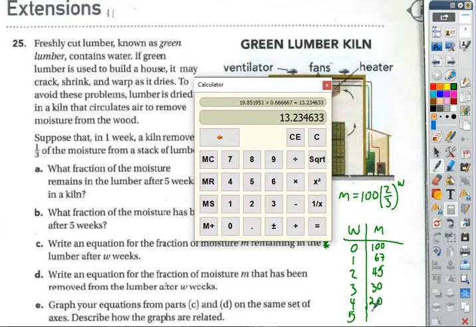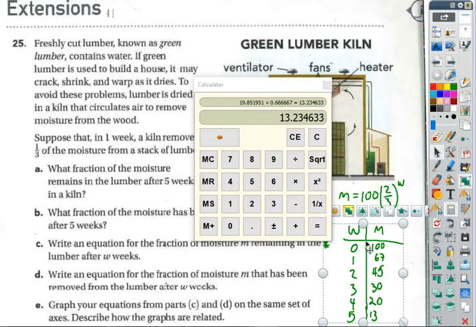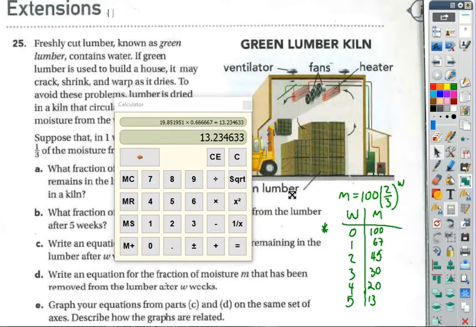I will have 13%, and just because I'm being a little proactive, and I believe that 13% moisture still may be a little bit on the high side, I'm going to go to a 6 week times point. And now we're down to 9%. All right.